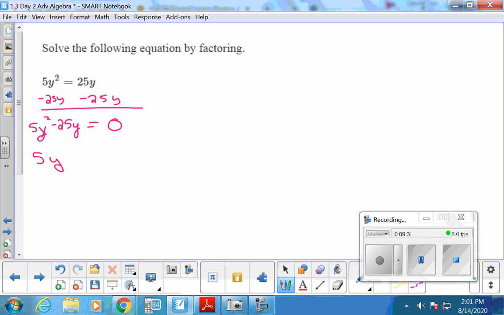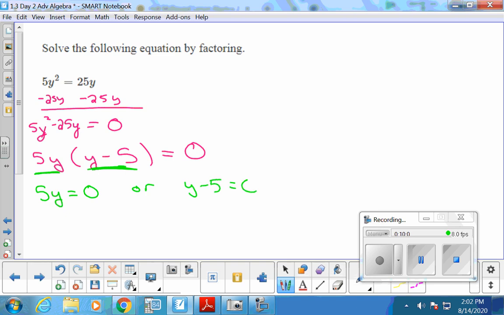Both of my terms have a 5y in common that I will be pulling out front. It's like backwards distributing. It's called a greatest common monomial. What I would have left inside is a y and a negative 5. So what I see here would redistribute to 5y squared minus 25y. Now here is how I would utilize my zero product property. This monomial times this binomial is 0. Therefore, either my 5y has to be 0 or my y minus 5 has to be 0.